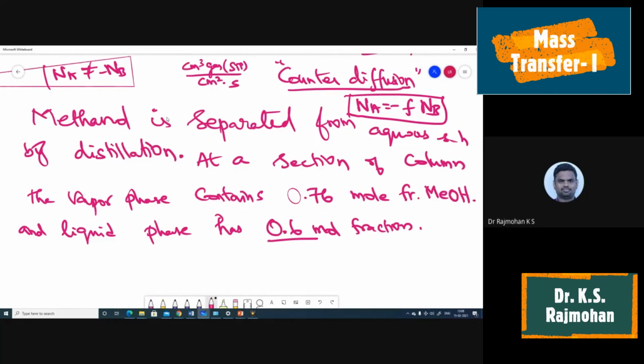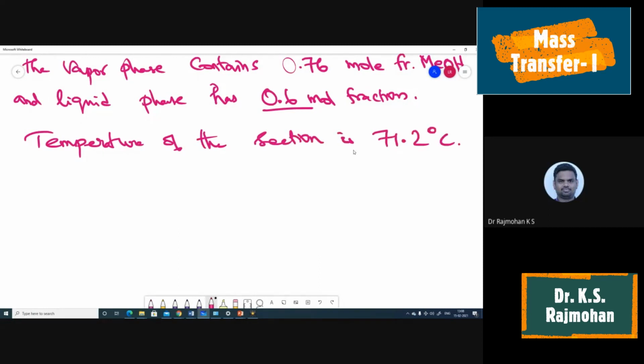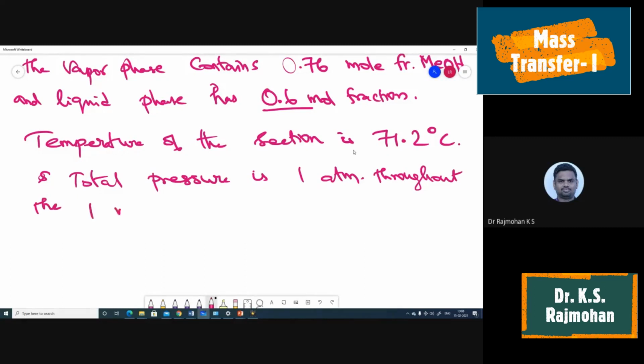Temperature of the section is 71.2 degrees Celsius, and total pressure is 1 atmosphere throughout the one mm thick paper film.